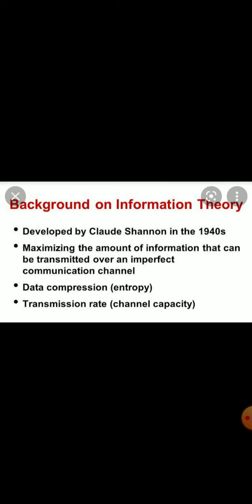Some background on information theory: entropy relates to data compression, and channel capacity relates to transmission rate. It was developed by Shannon in 1940. The amount of information transmitted over an imperfect communication channel is called information theory.